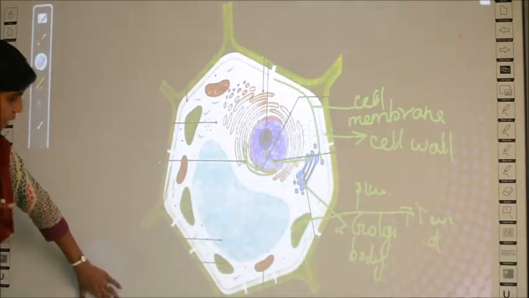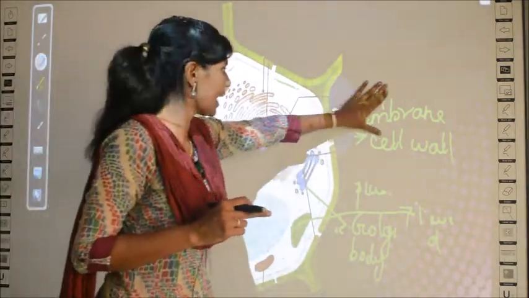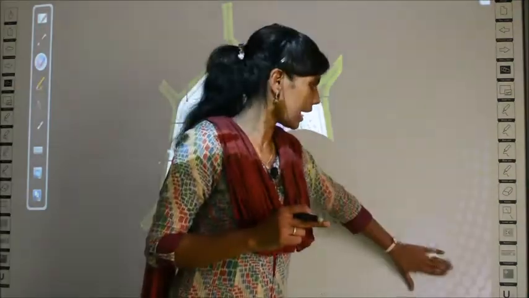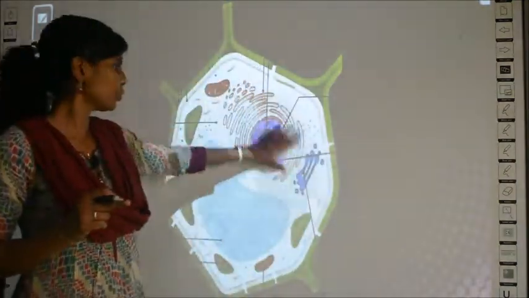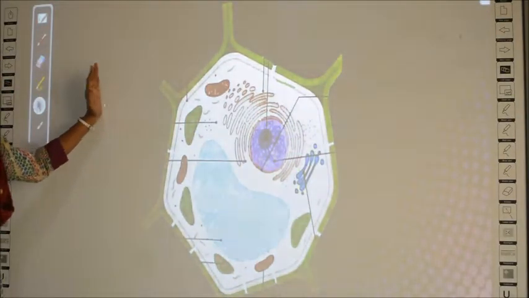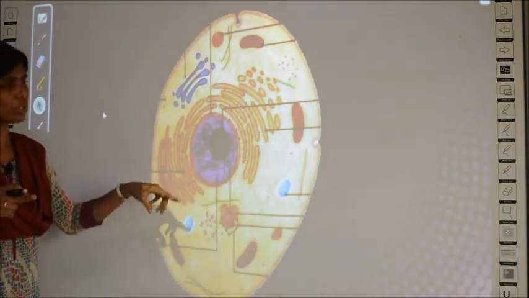So, next we will learn about the structure of an animal cell. Most of the parts are the same in the case of animal cells also, except for one or two new parts you will be learning. So, this is the structure of an animal cell.